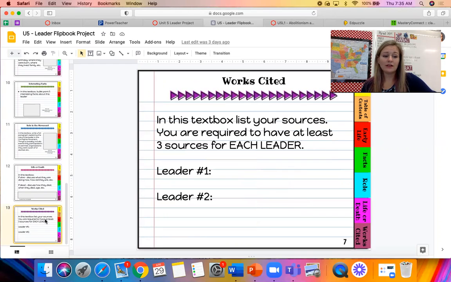And then the very last slide is going to be your works cited. You have to have at least 3 sources for each leader. I'm not looking for MLA format or anything like that. You can just give me like the links of the websites that you use. Make sure, as always, you guys are mostly seniors, so you know what is a reputable source and what is not. You need to have 3 sources for leader number 1 and 3 sources for leader number 2. Once you're done with that, you'll submit it.